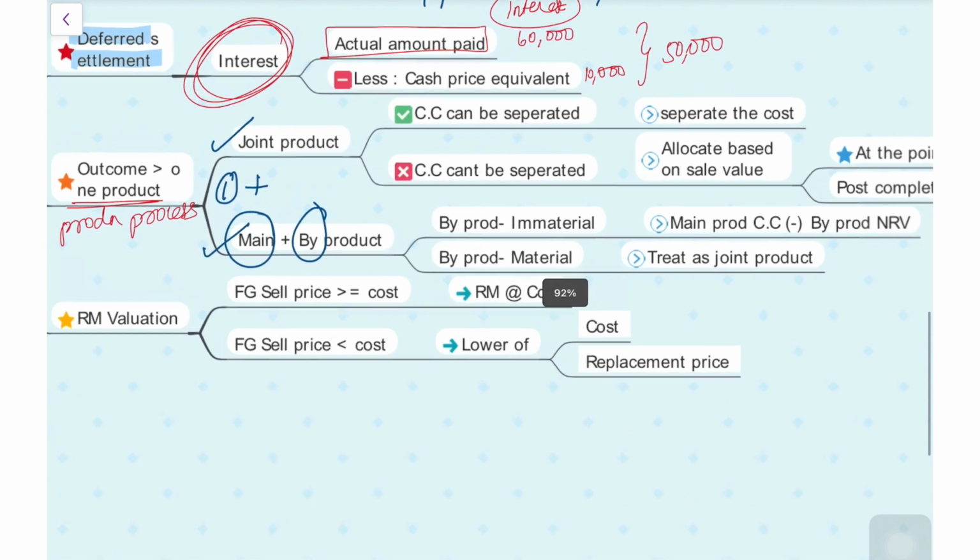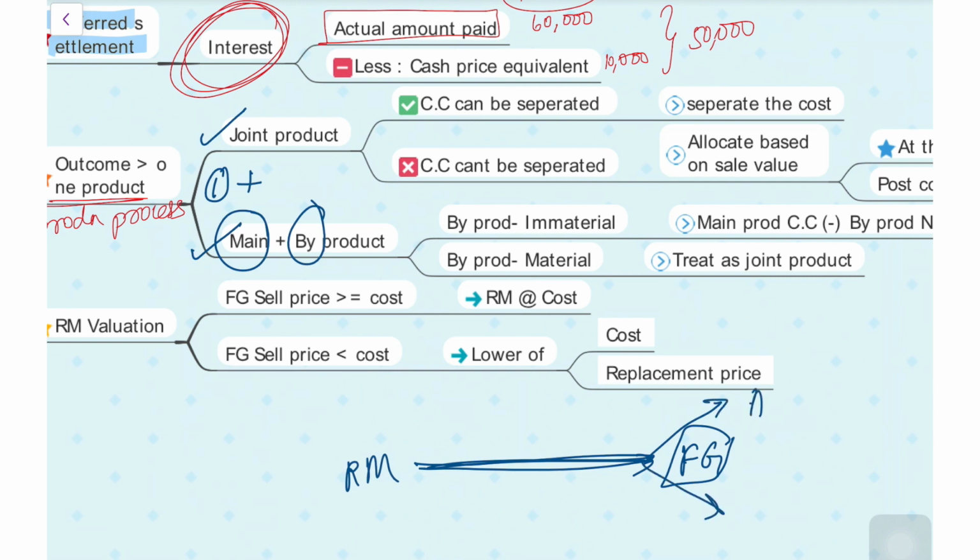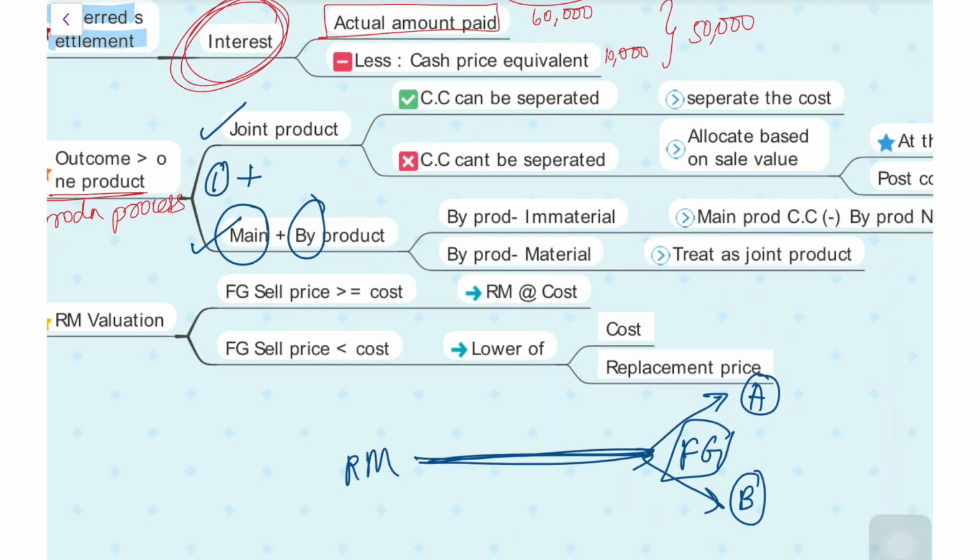You have to see, as you all know, what happens in the production process: there is raw material, then it gets converted into finished goods. When it gets converted into finished goods, you don't get just a single finished good, but here you get two finished goods, suppose A and B, and both are joint products which are of equal materiality and equal significance. So here, how do you find out the conversion cost?